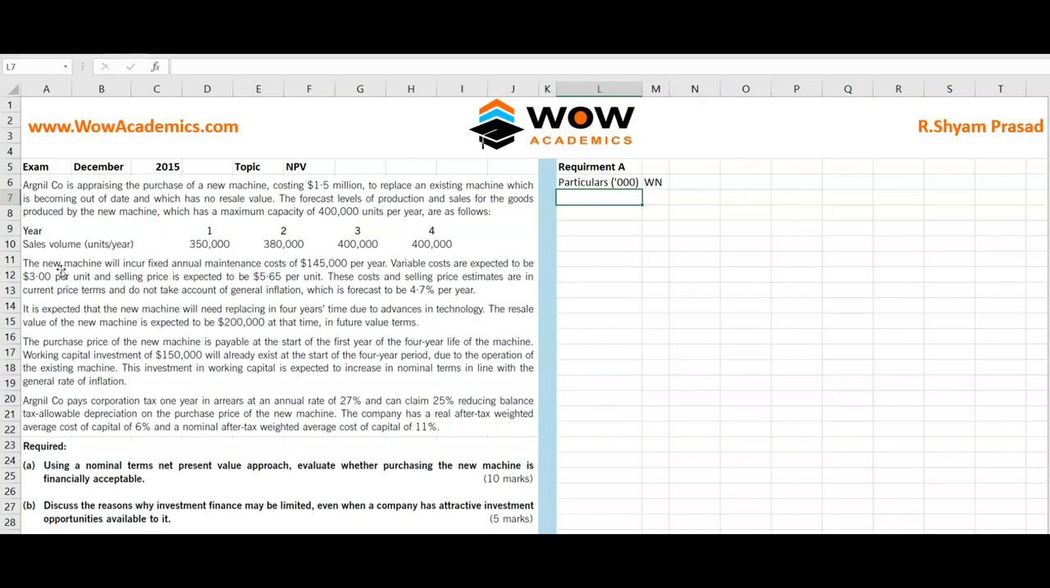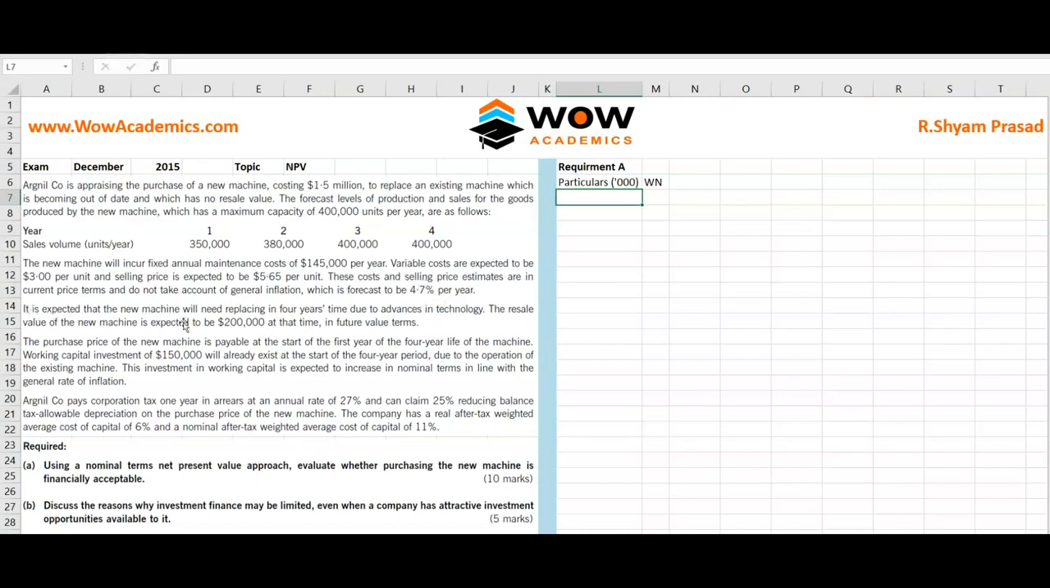The variable costs are expected to be 3 per unit, and selling price is expected to be 5.65 per unit. These costs and selling prices are estimates in current terms, that is, they are not inflated and they are in real terms, and do not take account of general inflation, which is forecasted to be 4.7% per year. That means the costs. So what are the costs we have? We have fixed cost and we have variable cost. That's why he gives you the words these costs. Okay, both the costs and selling price have to be inflated at 4.7% per year.